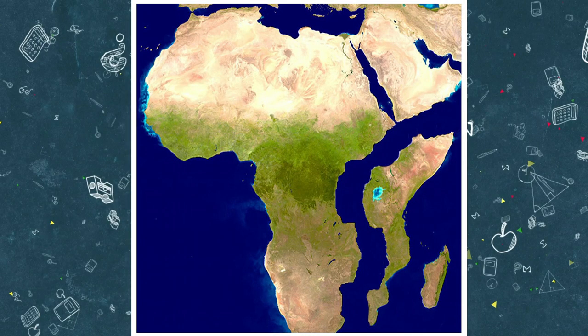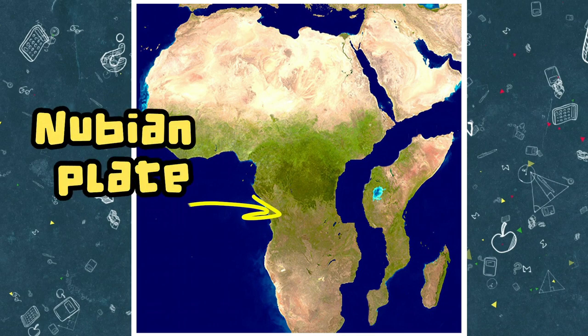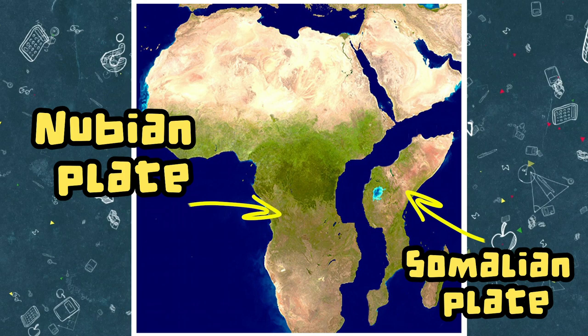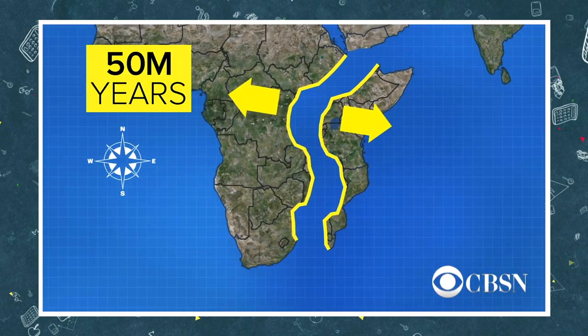This will form two new tectonic plates. The one making up most of Africa will be called the Nubian plate. The smaller one pulling away will be called the Somalia plate. A whole new ocean will be formed between the Nubian plate and the Somalian plate. And this new ocean will be a small and shallow sea.